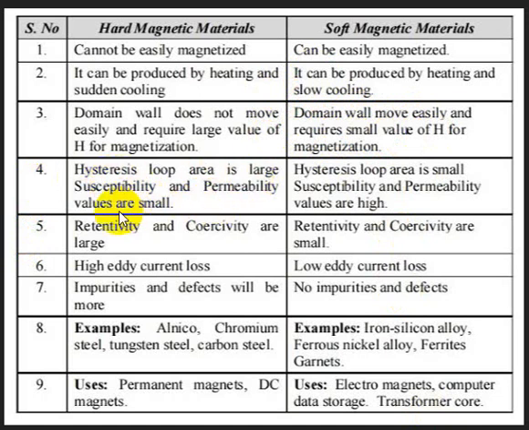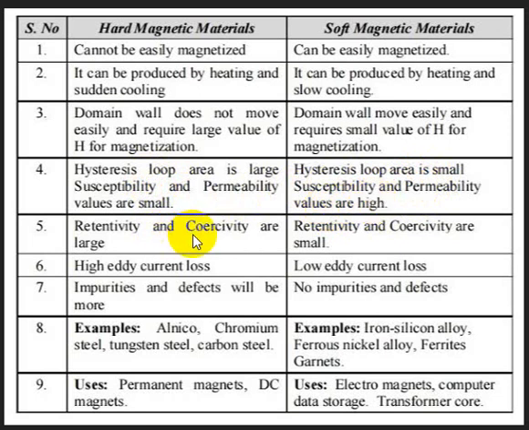Number 4, hysteresis loop area is large. Susceptibility and permeability values are small. The loop area will be large, and the susceptibility, in my previous lecture I also discussed the susceptibility and the permeability. Susceptibility is the response of the material to the applied magnetic field, and permeability is the resistance against the formation of the magnetic field. So the response and the resistance against the formation of the magnetic field, both the values are small for the hard magnetic material. And for the soft magnetic material, hysteresis loop area is small, susceptibility and permeability values are high. The response and the resistance to the magnetic field will be high.